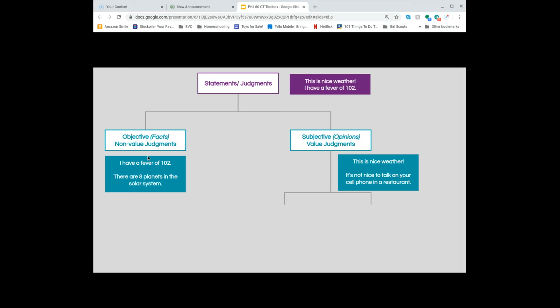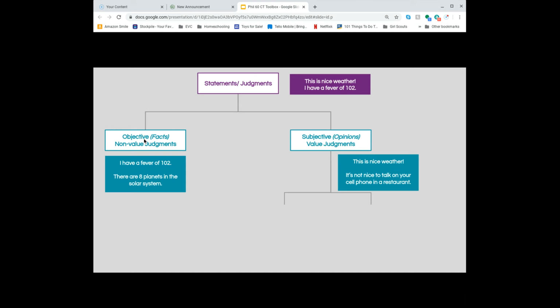Here are some examples of objective judgments or facts, like I have a fever of 102, or there are 8 planets in the solar system. Subjective judgments or opinions, things like this is nice weather, it's not nice to talk on your cell phone in a restaurant. So these are some examples. Another way to think about objective and subjective statements is to also think of them as non-value judgments and value judgments. So you can see that here, and I said we would talk about that later.